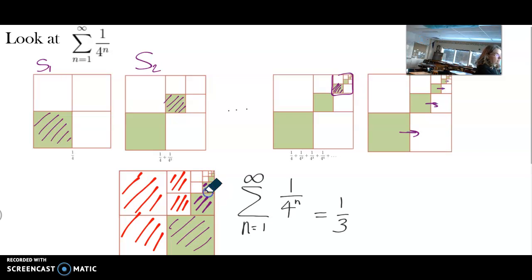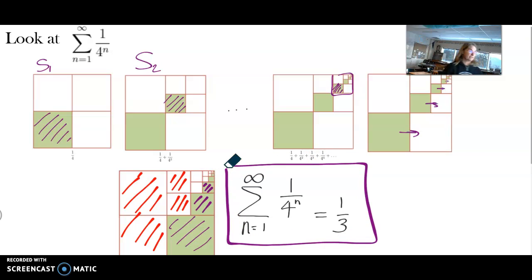And same thing here, so 2 of the 3 are not filled in, 1/3 is filled in, so the sum of this series would add to 1/3. We'll look at this in a more analytical way in the next video.